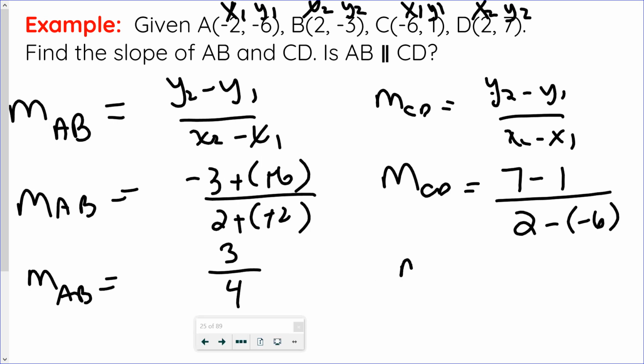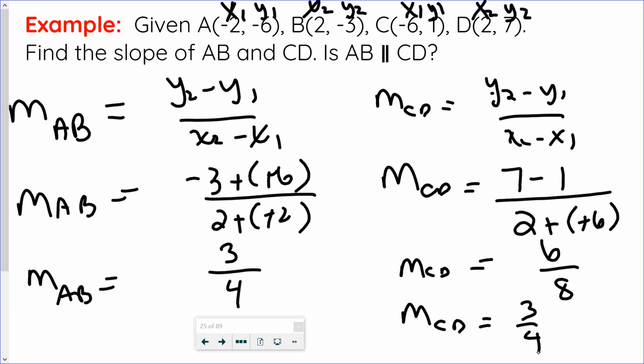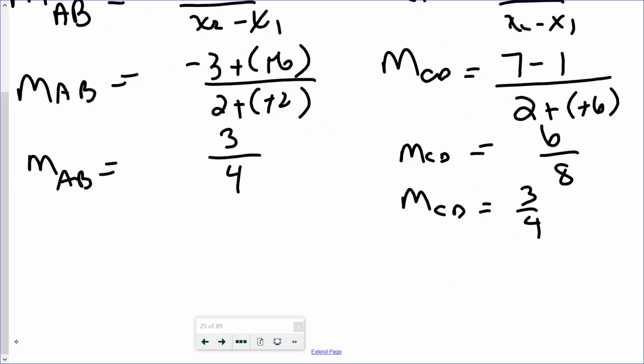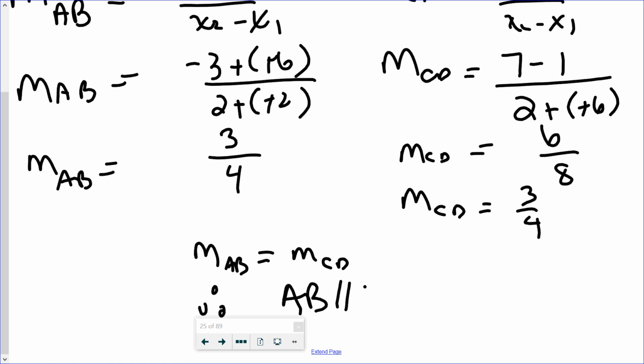So the slope of CD is equal to 7 take away 1, which is 6, over 2 take away negative 6. Two negatives make a positive, so that's 8. Now remember with fractions, we always want to put those in lowest terms. So 6 over 8 in lowest terms is 3/4. Since the slope of AB is the same as the slope of CD, I can therefore say, the three little dots in a triangle mean therefore, AB is parallel to CD.